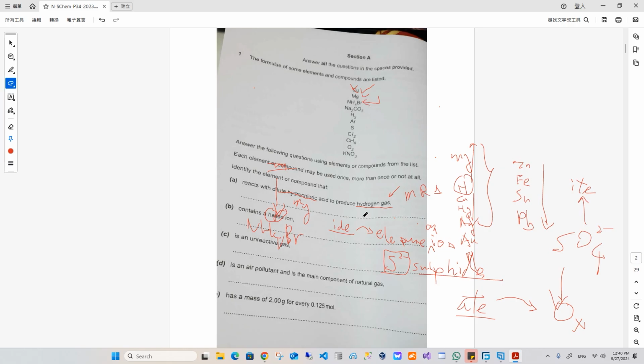Okay, there's no ambiguity. So this is the NH4Br. Okay, so this is correct. Okay, it's an unreactive gas. Unreactive gas means that it is a noble gas. The best is a noble gas. Otherwise, inert and non-reactive gas will do. Well, this paper is evil.